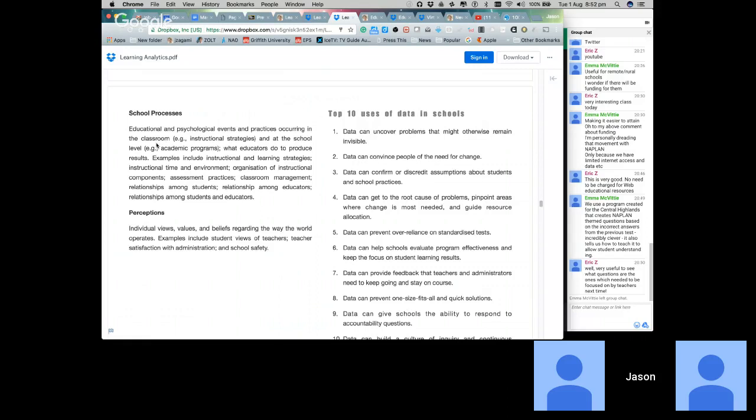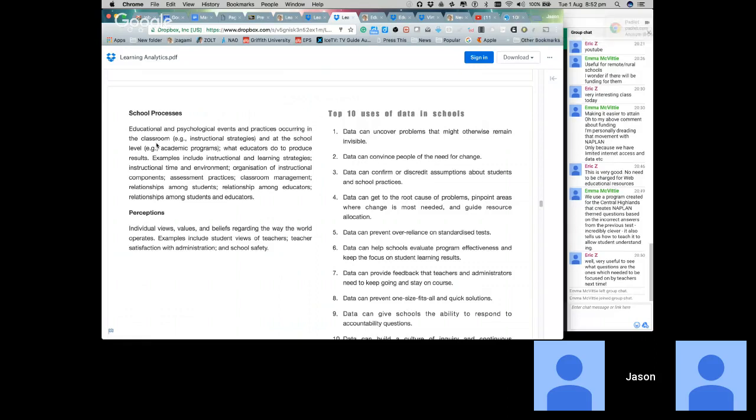It can be used to convince people of the need for change. And that may be something you need to consider when we come to your second assignment, when we look at ways of getting people to come on board for a change process. Data can be a very effective tool to convince certain people of that need. It can be used to confirm or discredit assumptions. So we may just think that all the students from the Pacific Islands aren't doing well in school. And we can look at the data and see that, no, that's not the case.